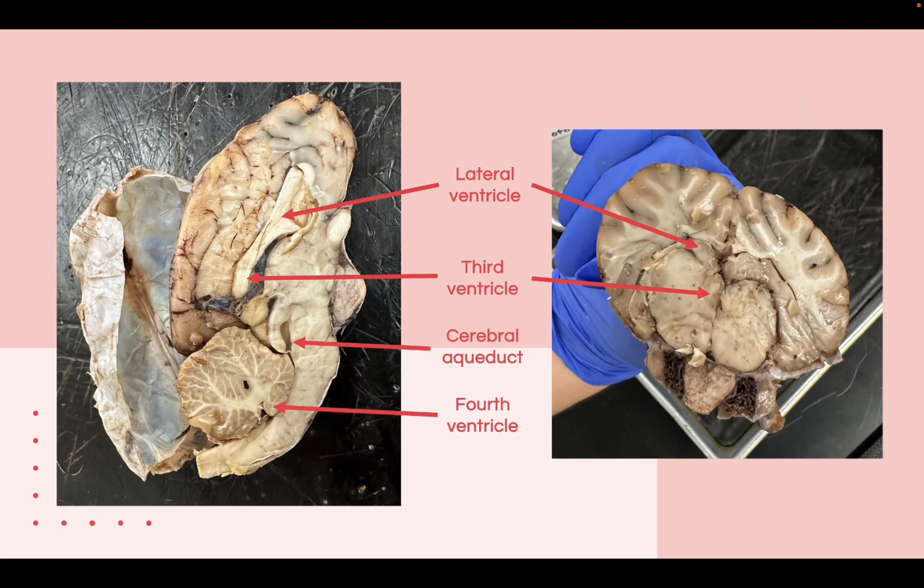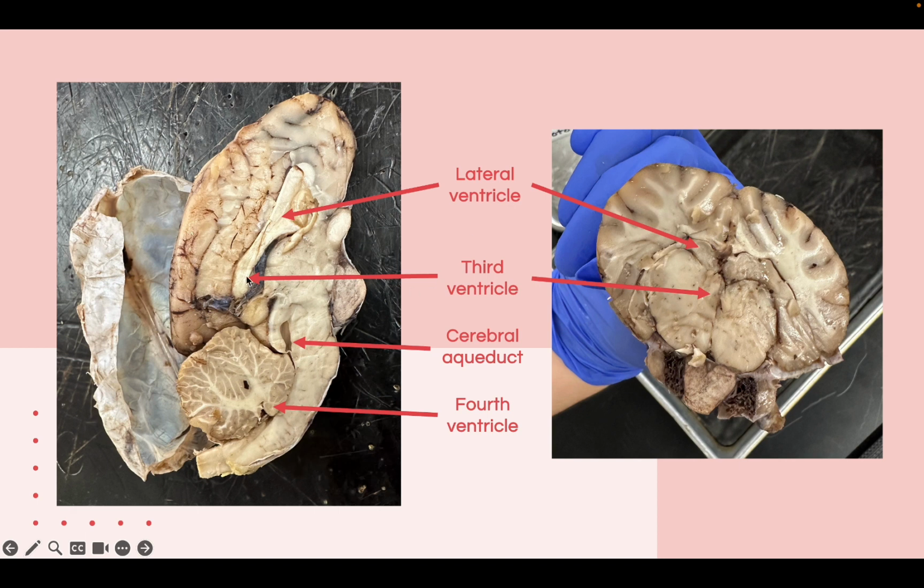So on the sheep, we have the sagittal cut, which is this picture right here on the left, and then we have the coronal cut on the right. So in my opinion, it's easier to see all four ventricles on the sagittal cut. You can actually see all four ventricles, rather than on the coronal cut, you can only see two of them.